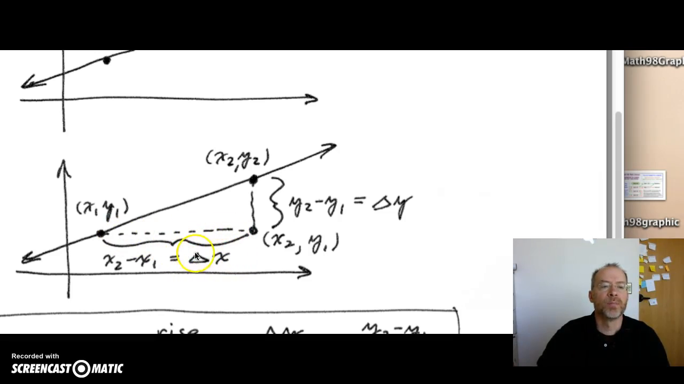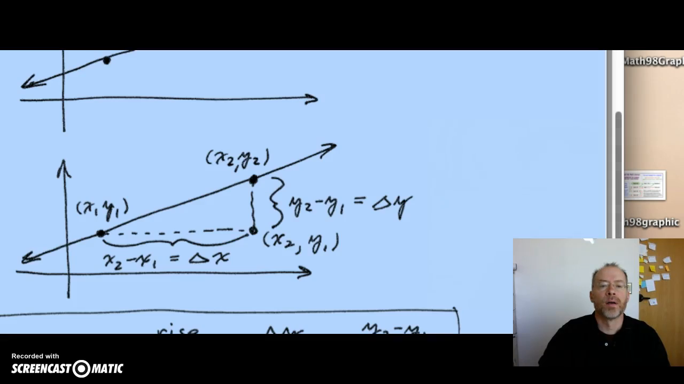So you're going to see this symbol with a little triangle now. You'll see this in calculus as well. This is the change in x, how much the x coordinate has changed. And the vertical change, of course, is y2 minus y1. From this point to this point, we get this much vertical rise, and that's also called delta y.